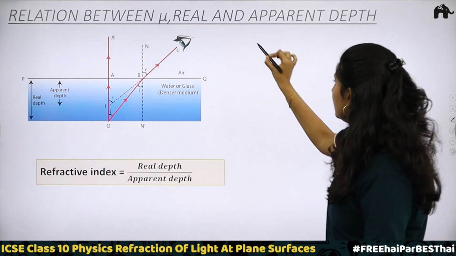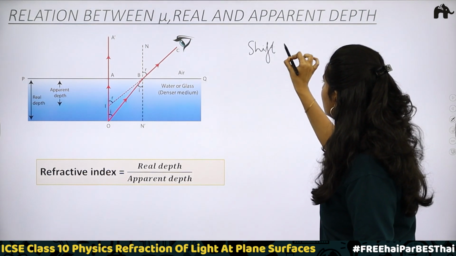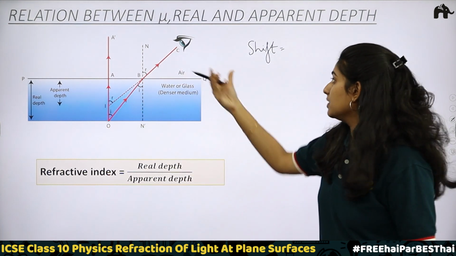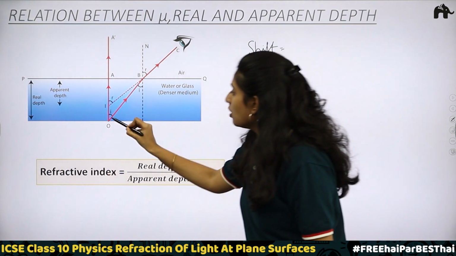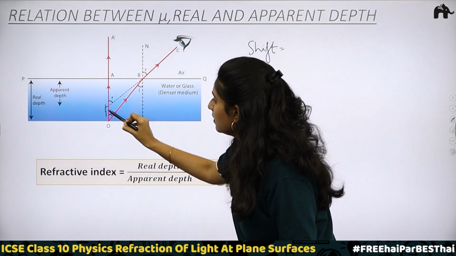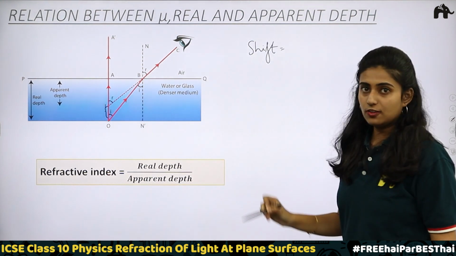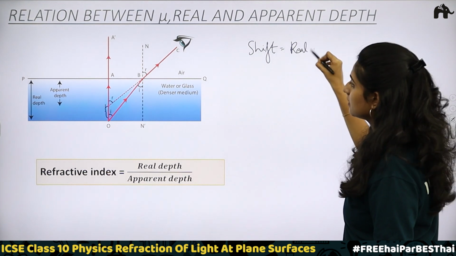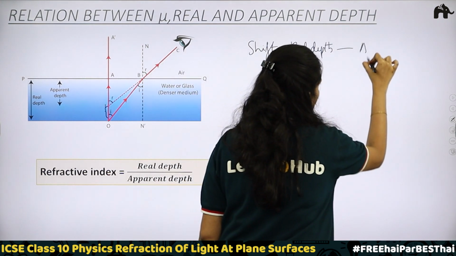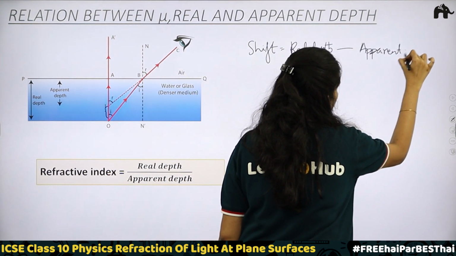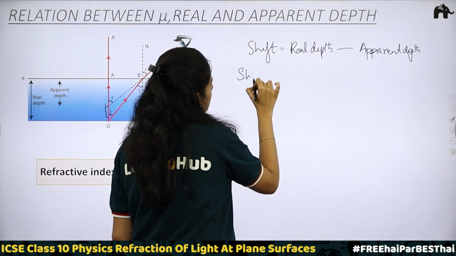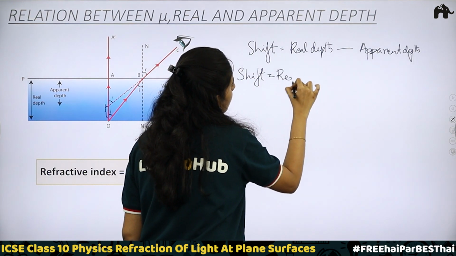Clear? Next we need a term which is called shift. Shift is nothing but how much the object has been raised when viewed from a body which is in another medium. Okay, here the object which was at O is being observed at I. So this distance which the object has raised is called the shift, which is real depth. Shift is equal to real depth minus apparent depth. Okay, when you subtract the apparent depth from real depth, you will be getting shift.